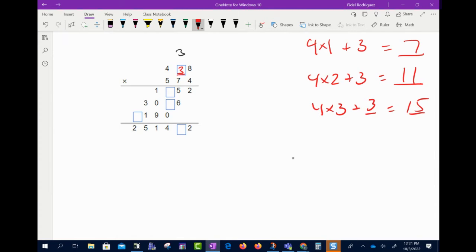Okay. So look, we're going to keep playing this game. So we go 4 times 3 is 12 plus 3 is 15. So I'm going to carry that 1 right there. Okay. Now, what's 4 times 4? 4 times 4? 16 plus 1 more? 17. So right here in this blank, y'all, I'm going to put a 7. Okay. So far, are we doing okay?